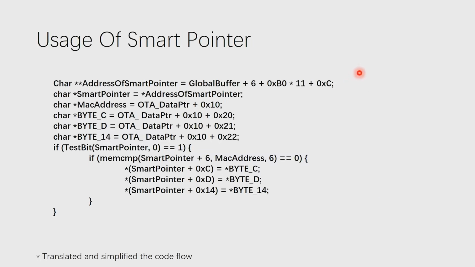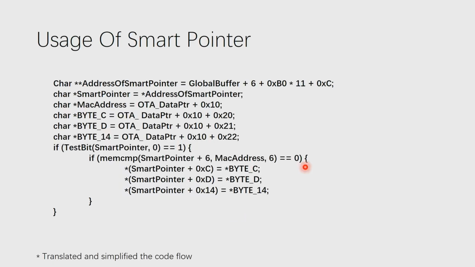Okay, let's check the usage of the smart pointer. To better understand the code, I will translate it to C and simplify it in this figure. You can see this is the smart pointer. We can overwrite it. And this is the packet we send, the OTA packet we send through the Wi-Fi dongle. This is our data. We control this data, and this is the overflow data with which we control the smart pointer. There are two conditions, two tests. The first test checks whether the destination's lowest bit is equal to 1. And the second test is that the smart pointer plus 6 equals the MAC address of the sender. If both tests pass, we can write 2 bytes or 3 bytes to the destination.